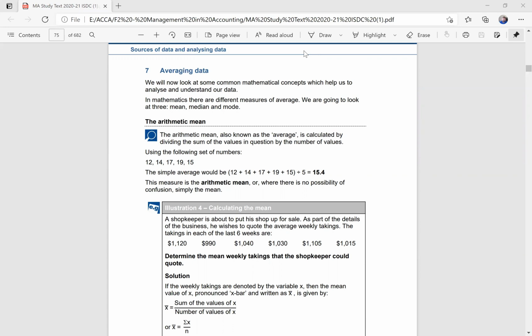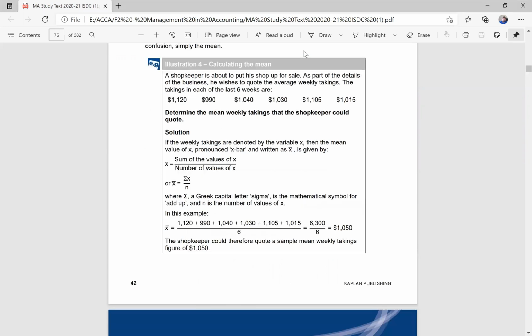Now coming towards the illustration, when you see it says a shopkeeper is about to put his shop up for sale. As part of the details of the business, he wishes to quote the average weekly takings and the takings in each of the last 6 weeks are given. You need to compute the mean. So what you're going to do is 1120 plus 990 plus 1040 plus 1030 plus 1105 plus 1015 divided by how many numbers are there? There are six numbers. So divide by six and you're going to get your mean, that is $1050.